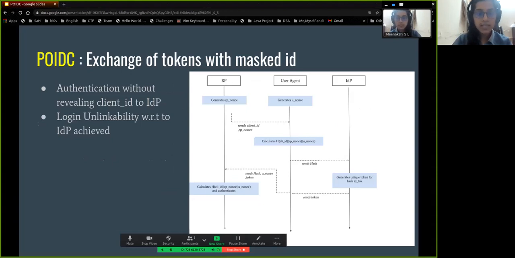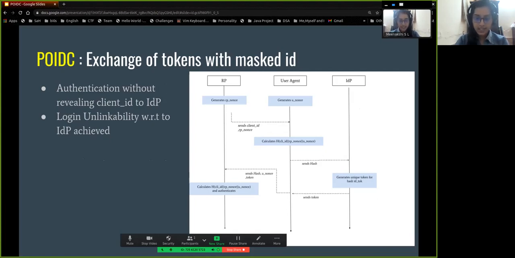So let's look into how we exchange the tokens with the masked ID. The relying party would generate something called an RP nonce. It would send the client ID and RP nonce to the user agent. The user agent would generate a new nonce and combine them together to create a hash. The hash is then sent over to the identity provider, which generates a unique token for each hash it gets. And this token is sent back, and finally reaches the relying party. The relying party would again compute the hash with the client ID, the RP nonce which it has, and the U nonce which is supplied by the user agent.